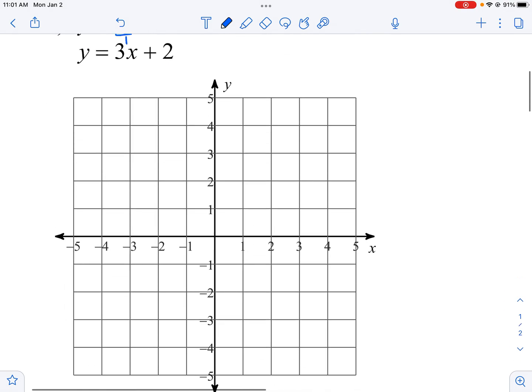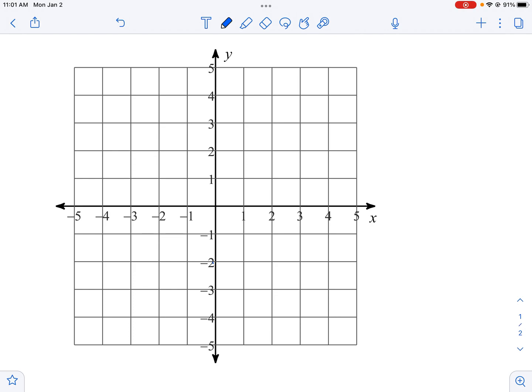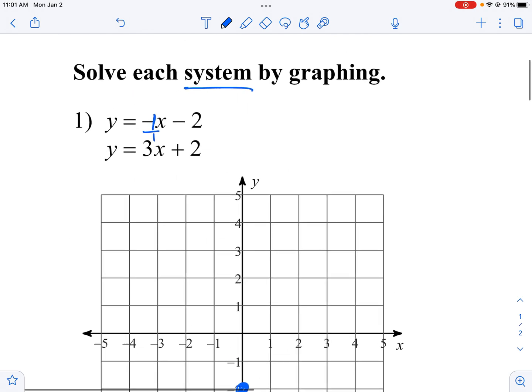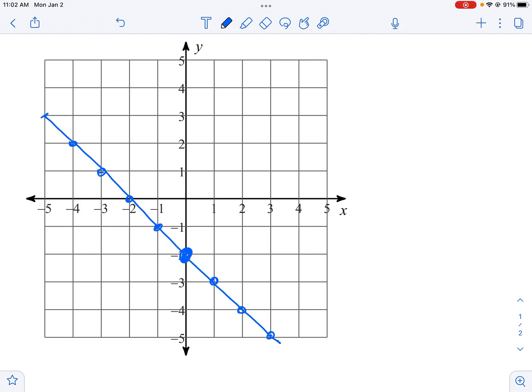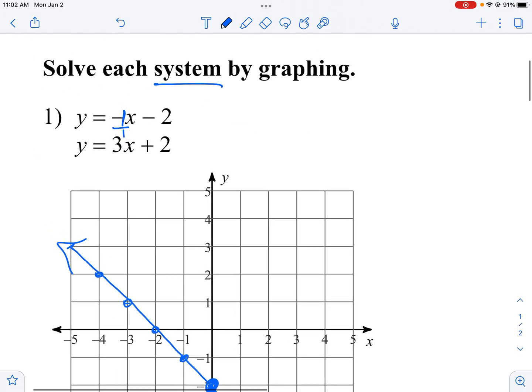So I go to my y-axis and put a point on -2. And then my slope is -1 over 1. All negative slopes go down and to the right. So I'm going to go down 1, right 1, down 1, right 1, down 1, right 1. Or you can go up and left. So I got a whole bunch of points here. And then I can connect it up. Voila, there's my line. Okay, that's my first one.